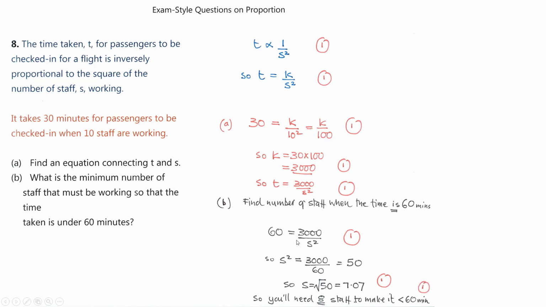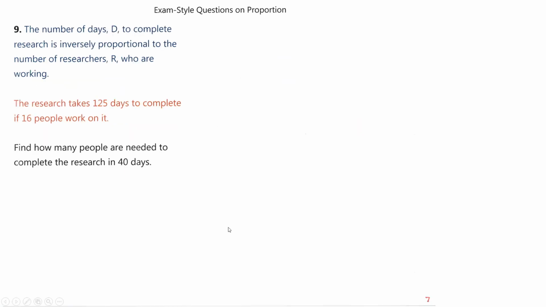Question 9. The number of days, D, to complete research is inversely proportional to the number of researchers R who are working. Once again, two letters D and R, and here's the relationship, inversely proportional. The research takes 125 days to complete if 16 people work on it. So D is inversely proportional to R. That's what this means. It didn't say square, so it's not R squared.